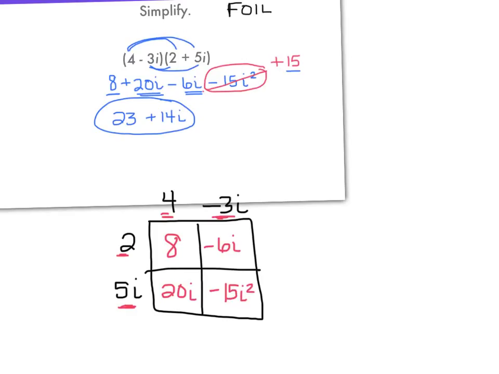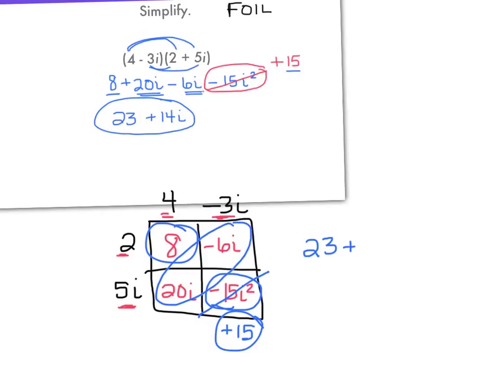Then I want to look at that and say, okay, that one has an i squared on it, so negative 15i squared, remember, is really a positive 15. Okay? So when you go to write your final answer, I can combine the 8 and the 15, which is 23, and I can combine the negative 6i and 20i, which makes 14i. So again, your answer stays the same, just the box method lays it out a little differently.